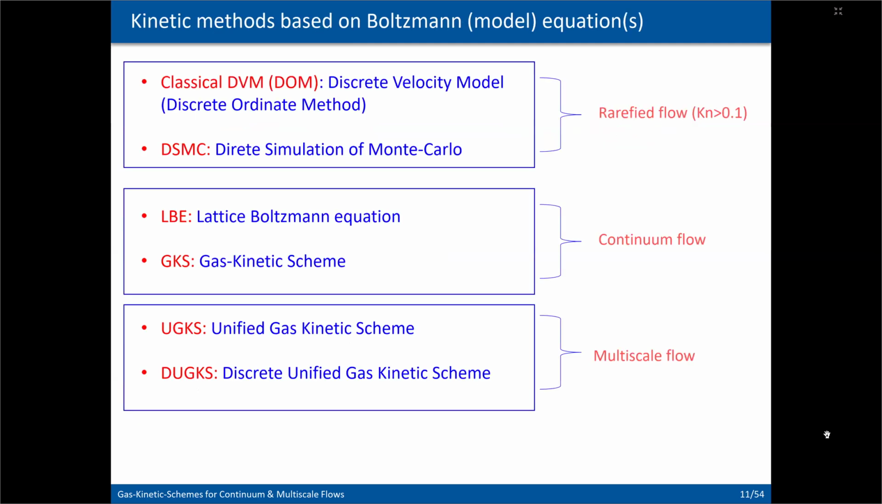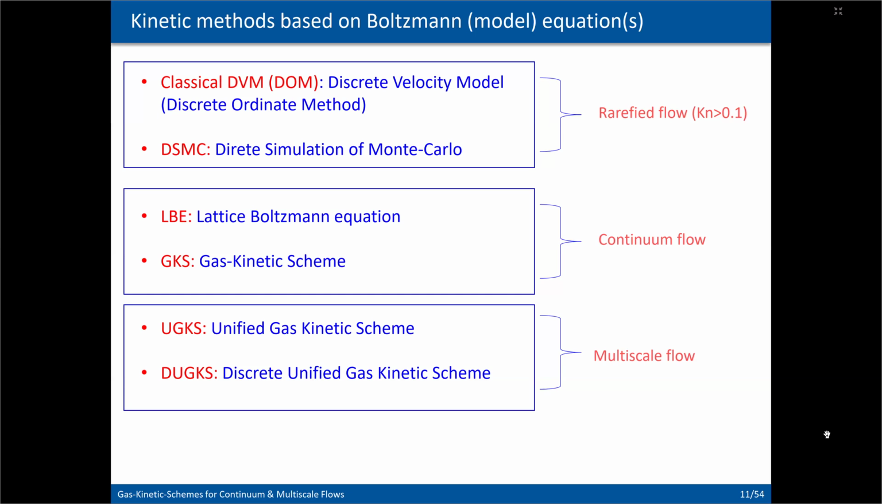With these advantages, a number of numerical methods have been proposed based on the Boltzmann equation. For example, for rarefied gas flows, there are two types of numerical methods: the discrete velocity method and the DSMC method. These two methods are widely applied for rarefied gas flows. For continuum flows, two widely used kinetic schemes are the lattice Boltzmann method, typically for low Mach number flows, and the gas-kinetic scheme, which was originally designed for compressible flow.